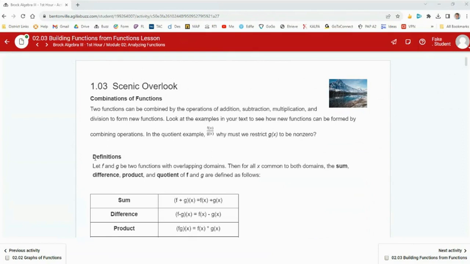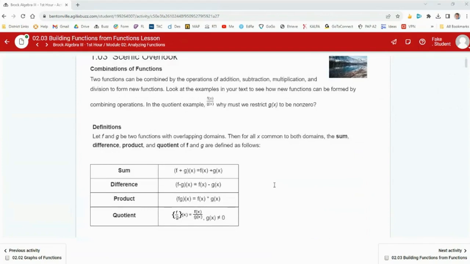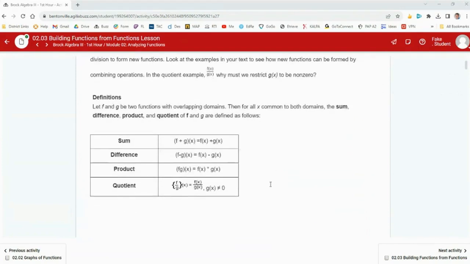So let's define this. Let f and g be 2 functions with overlapping domains, which means they're not exclusive. They both have some of the same x's, at least one of the same x's. Then for all x common to both domains, for all the x's where they both exist, the sum, difference, product, and quotient are defined as follows.